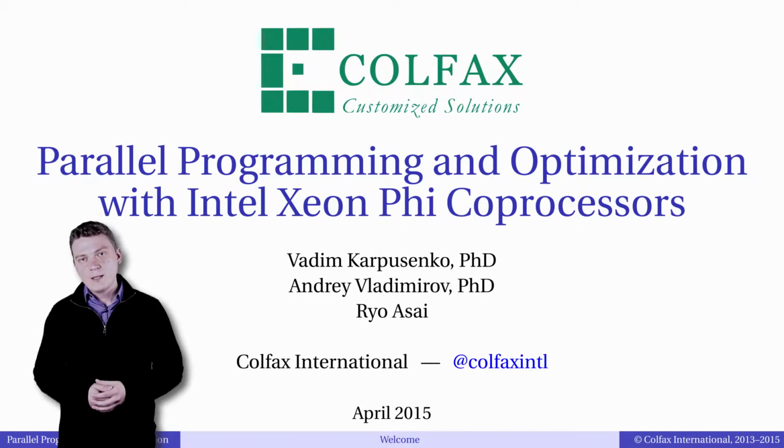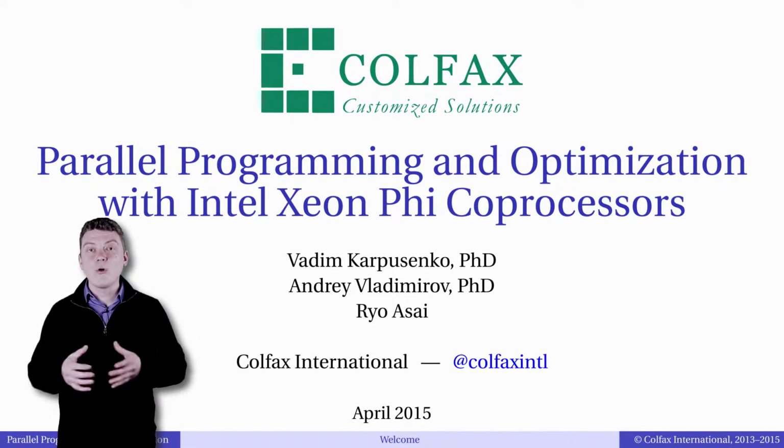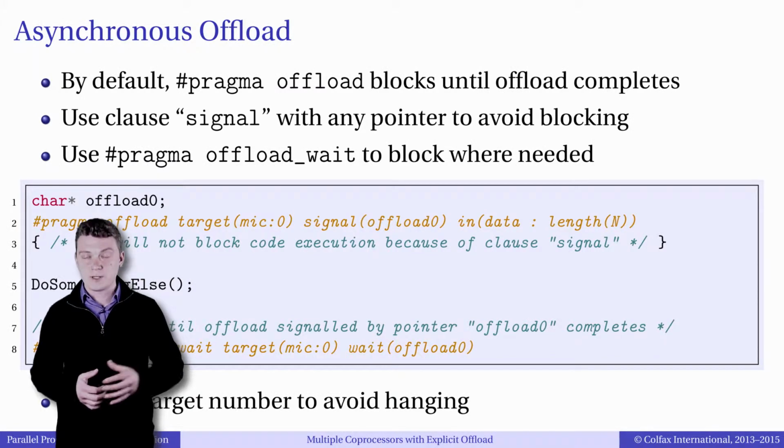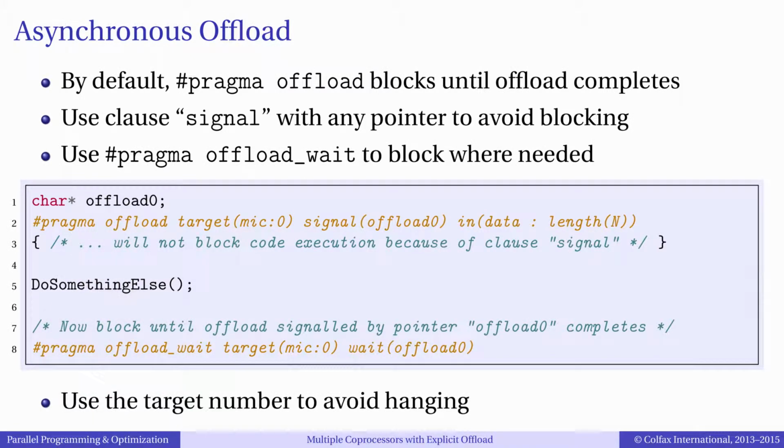Hello! Last time we learned how to perform offload to one coprocessor and to multiple coprocessors. Next, in this episode 3.7, we'll look at how to overlap communication of data with computation on the coprocessor and CPU at the same time in the explicit offload model. For that, we will use functionality called asynchronous offload. Another term for it is non-blocking offload.